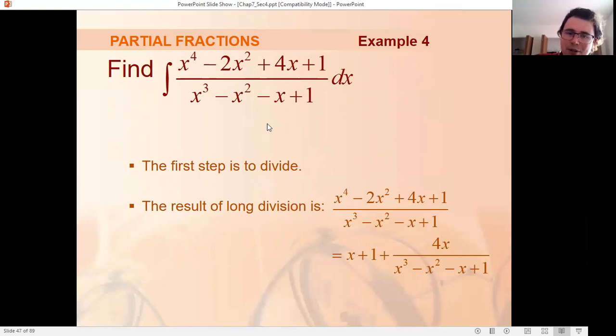So here's our integral. The rational function in the integrand is x to the power 4 minus 2x squared plus 4x plus 1. We're going to divide that by the polynomial x cubed minus x squared minus x plus 1. So 4 is a bigger number than 3. Surprising. That means we're going to have to do our long division step, which again, they have explained very nicely for us here. We get a quotient of x plus 1 and a remainder of 4x divided by that very same denominator. Okay, so now we got to get to the factoring step.